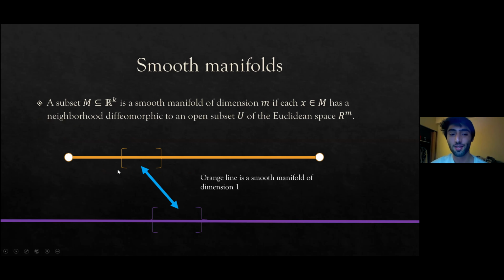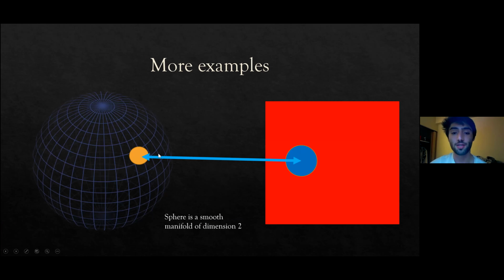Then we have smooth manifolds. If you have a subset M, you call it a smooth manifold of dimension m if you can take a point and there's some neighborhood where it's locally similar to Euclidean space R^m. For instance, you have this line here. We'll call it the open interval from 0 to 1. You can take any point in here, and there's a neighborhood where it's locally the same as R^1. You can see this is your neighborhood. You have this diffeomorphism here, and because it's diffeomorphic to R^1, it's a smooth manifold of dimension 1. The sphere is a smooth manifold of dimension 2. You can take any point on the sphere and it's going to be locally similar to something in R^2. So we have a smooth manifold of dimension 2.